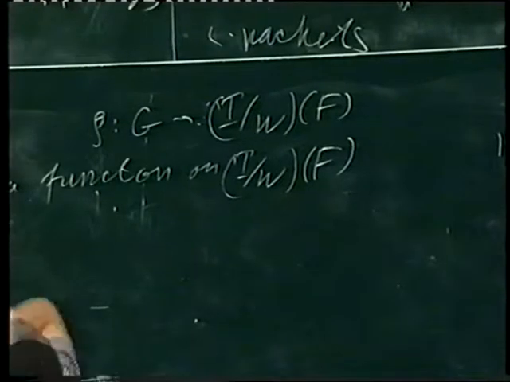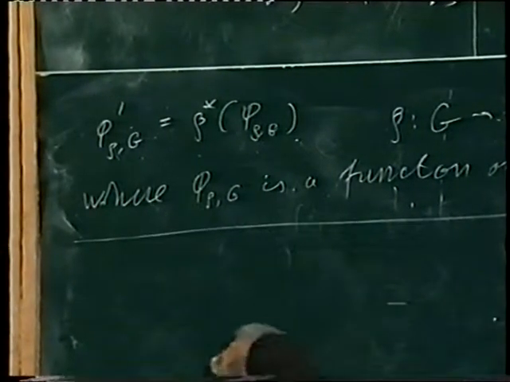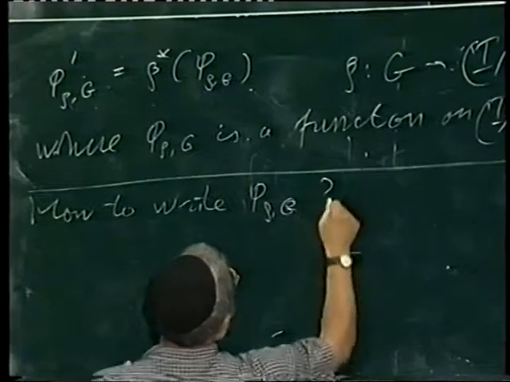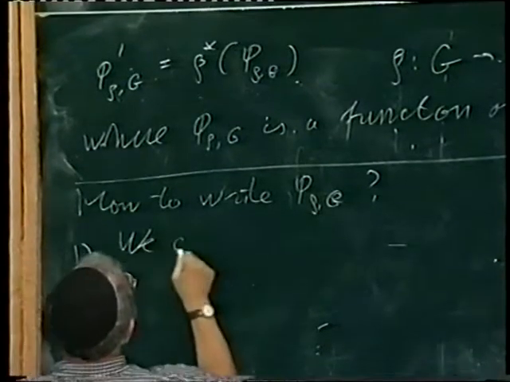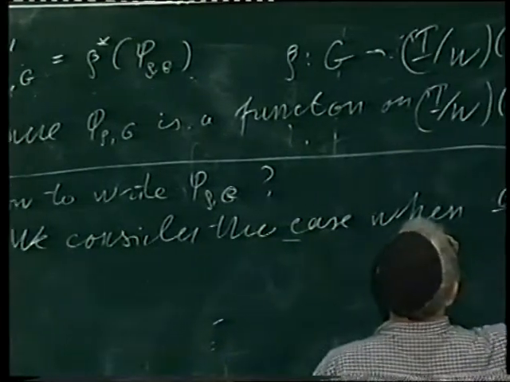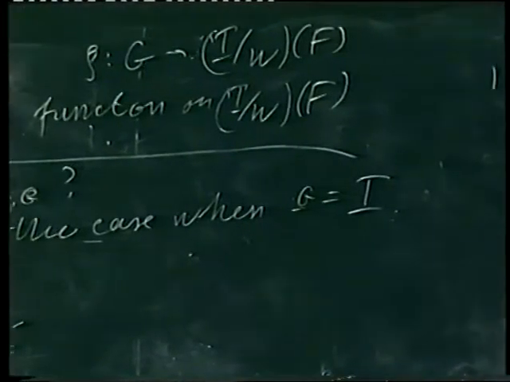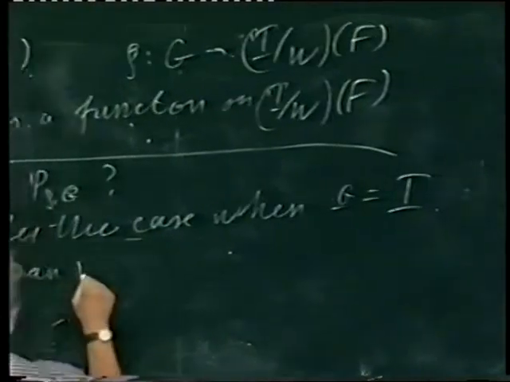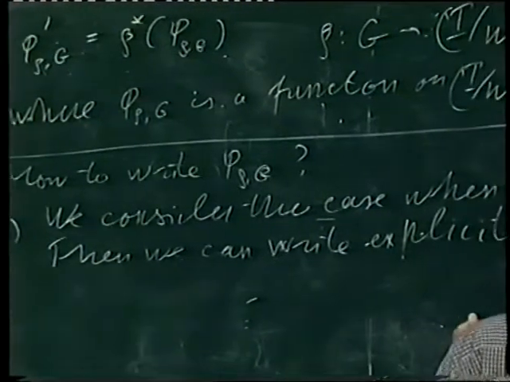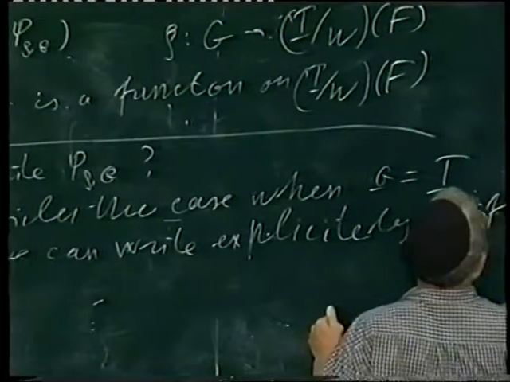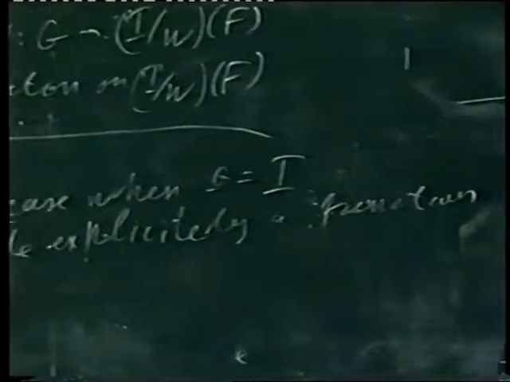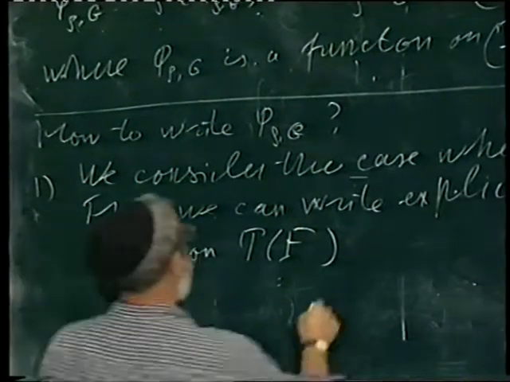Now, we want to write a function here. So how do we write f_rho,G? The idea is the following. A, we consider the case when G is equal to a torus. Then we can write explicitly a W function, f_rho,T on T(F). This function is W invariant.